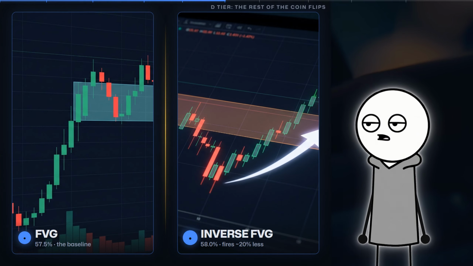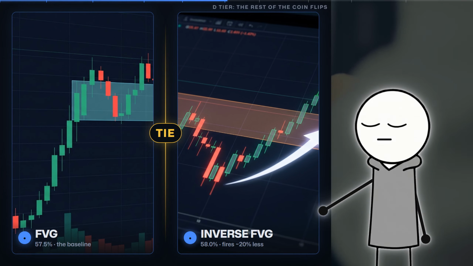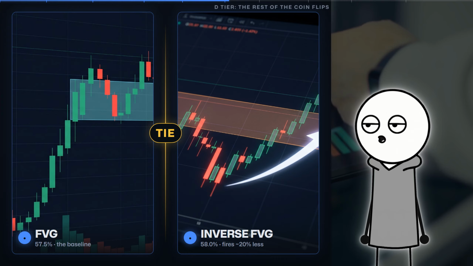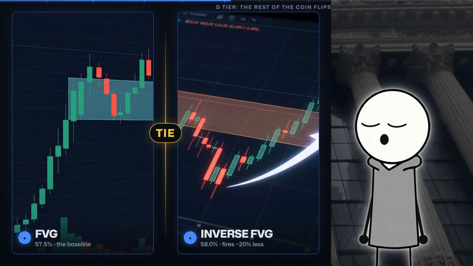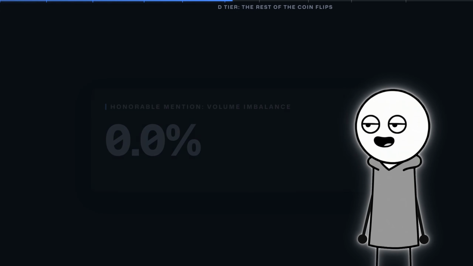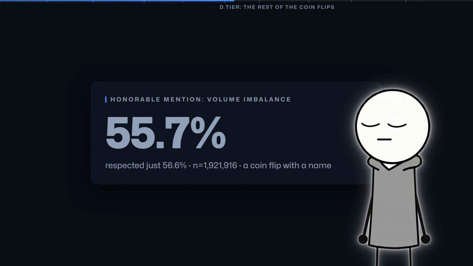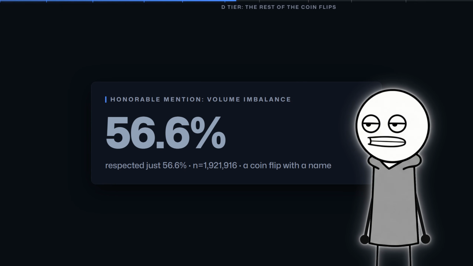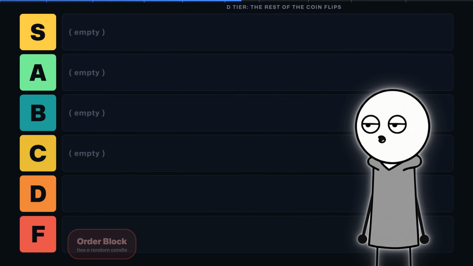Staying in D tier, the inverse fair value gap. The idea sounds clever. A gap that fails becomes support the other way. We ran it head-to-head against the normal gap. Statistically, a dead tie. The only real difference is the inverse version fires about 20% less often, so you wait longer for the same result.